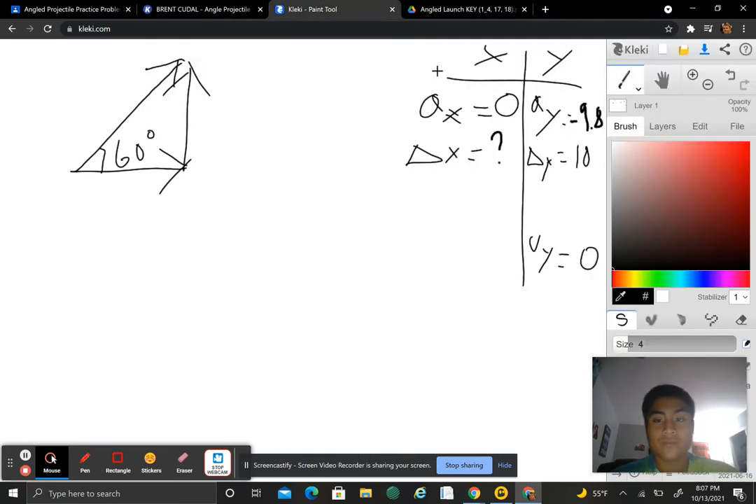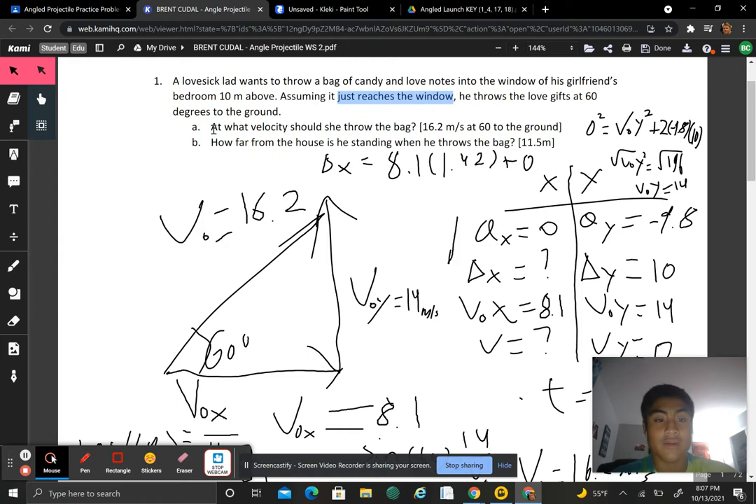So we have these variables so far, and for a, we're trying to find out the velocity that he should throw the bag. This is a typo. It should be he.